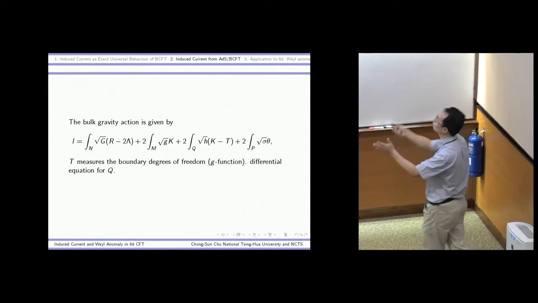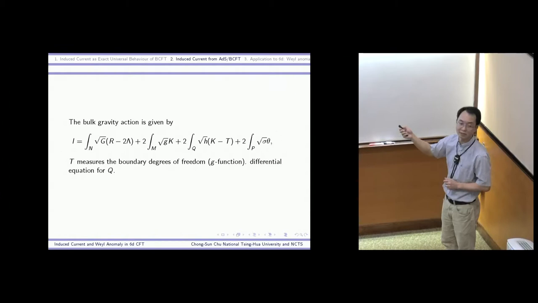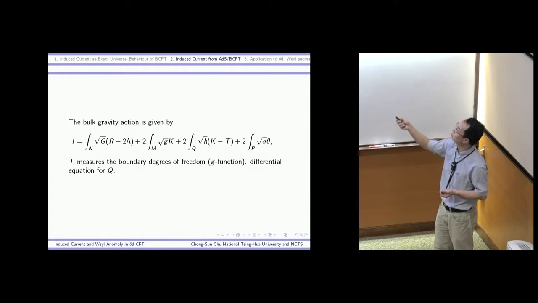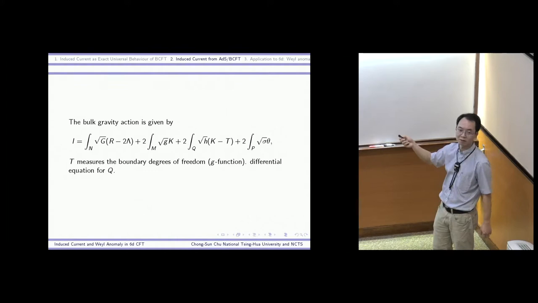And then one can ask what T corresponds to in BCFT. Then Tadashi found that T is actually related to the g function. So in holography, you can also do this RG flow, and then you find the g function, and it's a function of T. So T measures the boundary degrees of freedom of the BCFT through the g function.